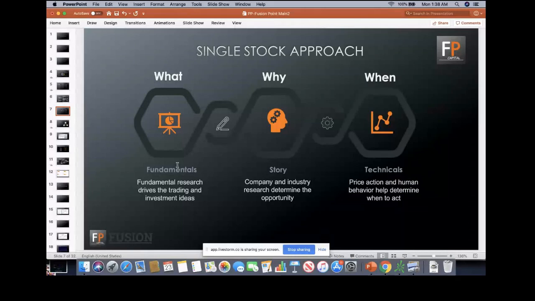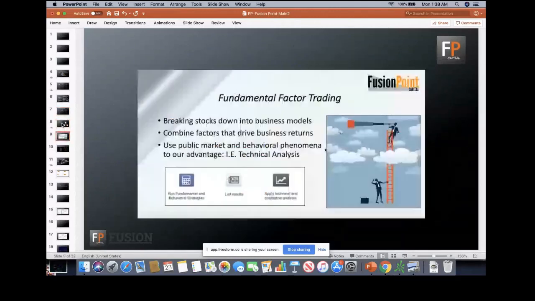I then do look at the why, which is a lot about the story of the stock, whatever I can find on it that's more behavioral. And then the when. And the when is what I want to show today, is really that price action, human behavior, determining when to act. And I will jump ahead to the models as well.